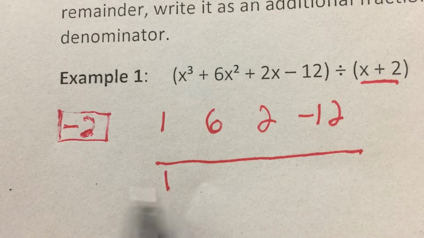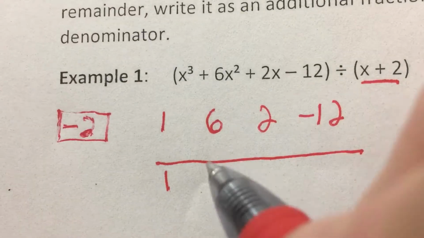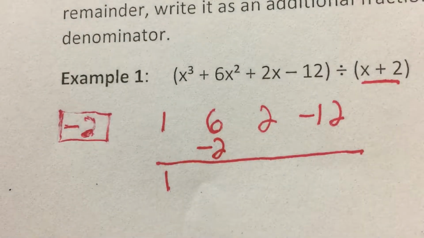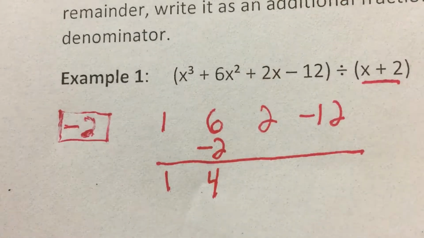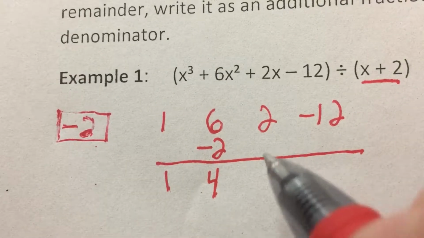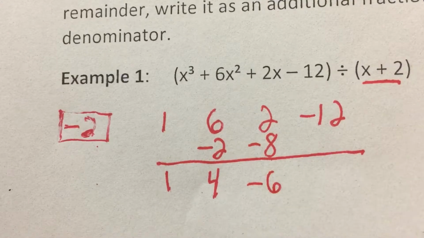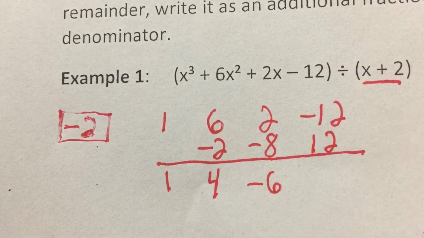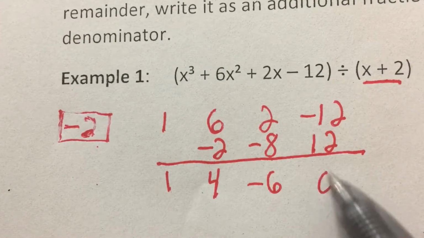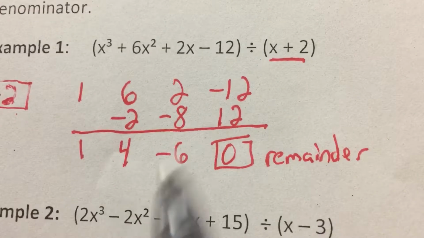Any number that falls below the line now multiplies the number in the box. So 1 times negative 2 is negative 2. We place that number underneath the next coefficient. Then we combine these two numbers. 6 minus 2 makes 4. 4 multiplies negative 2 and gives me negative 8. Combine 2 and negative 8, I get negative 6. Negative 6 multiplies the box number and I get a positive 12. Negative 12 and positive 12 make 0. This last number is known as the remainder. Okay? Well, there is no remainder, so this one divided evenly.